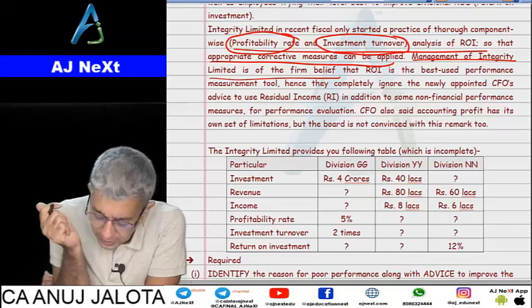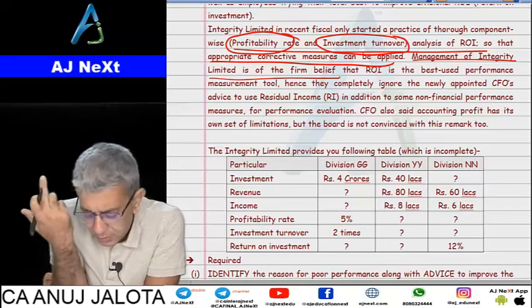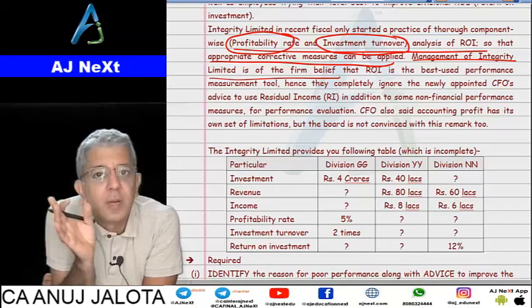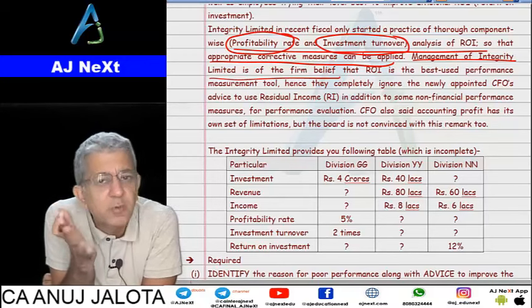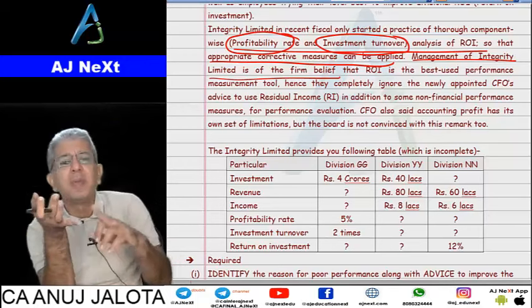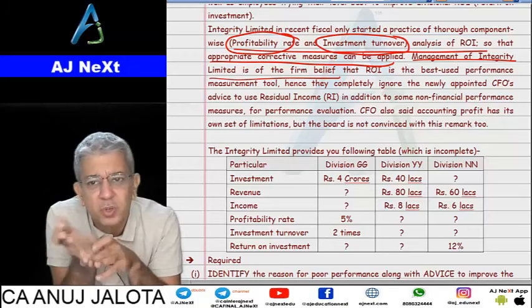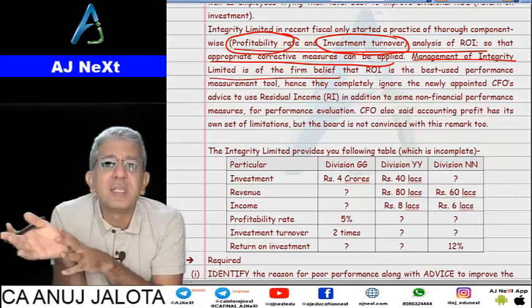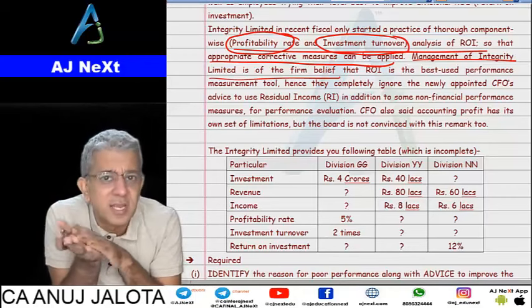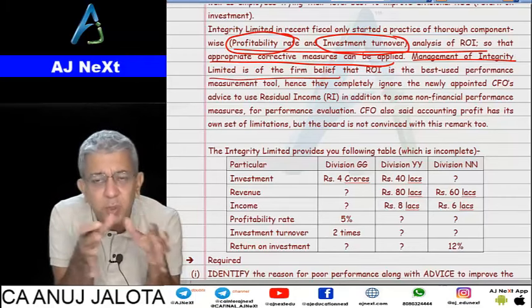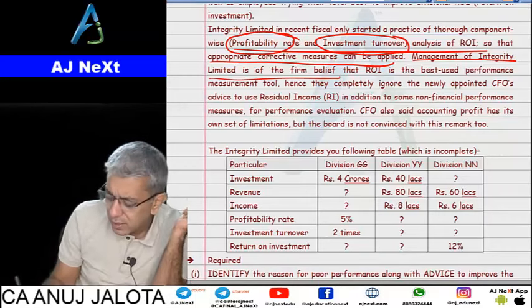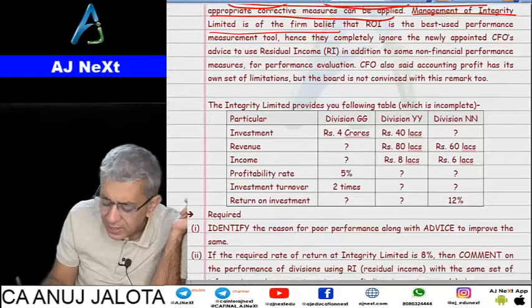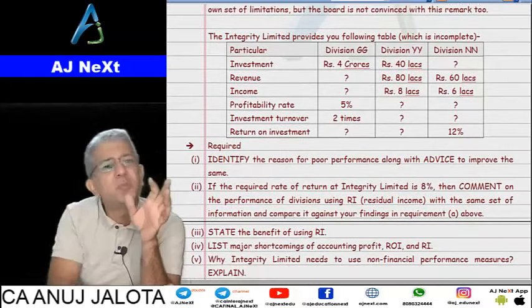The CFO also said accounting profit has its own set of limitations, but the board is not convinced with this remark too. So the CFO is saying that even the accounting profits are of no use actually, because they can be manipulated, they are short term in nature, and so on. The accounting policies, your accounting standards, your Ind AS, interfere in the evaluation. So he's saying even the accounting profits in reality should not be used to measure the performance, but the board has ignored him.